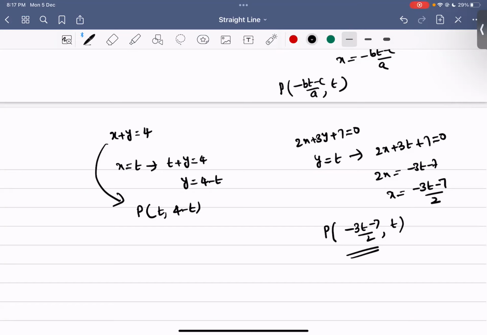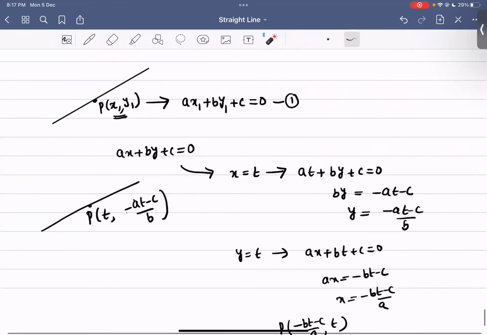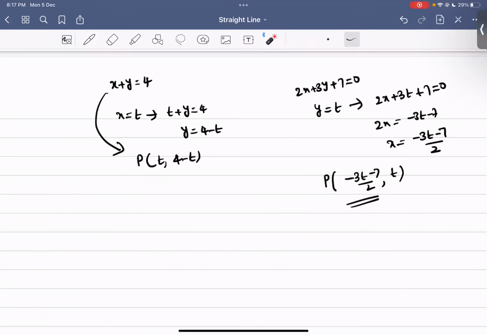And what is the advantage? Instead of solving for 2 variables, it is enough to solve for 1 variable. Therefore, our algebra work reduces. So how algebra work reduces, I will elaborate it.